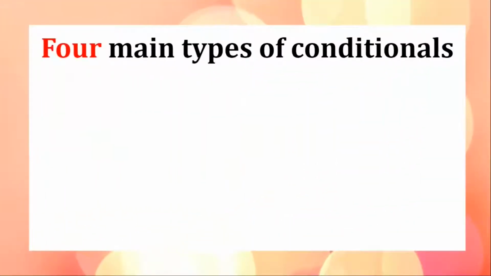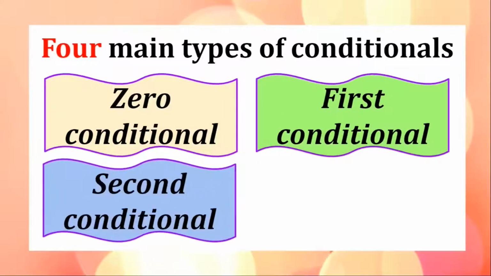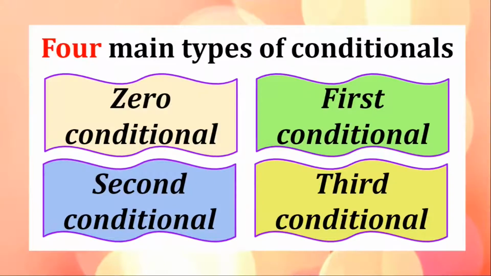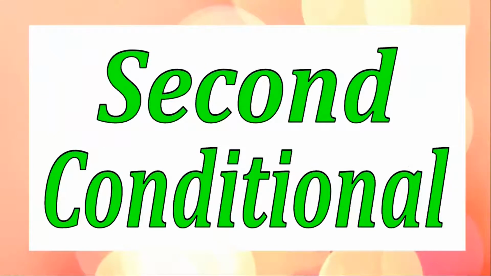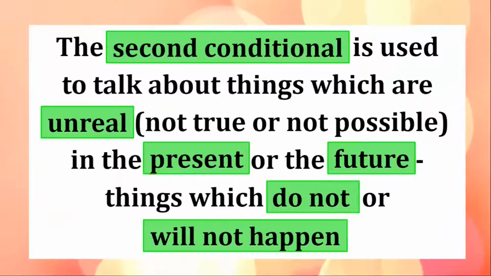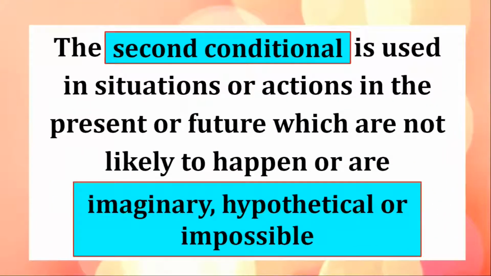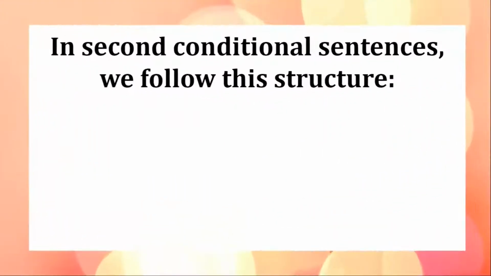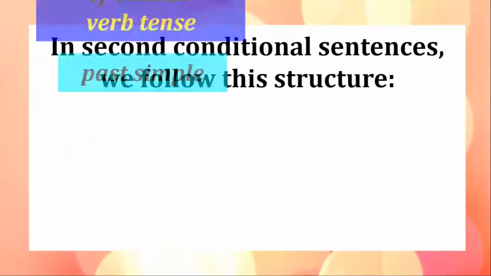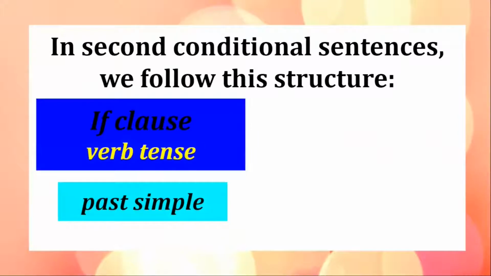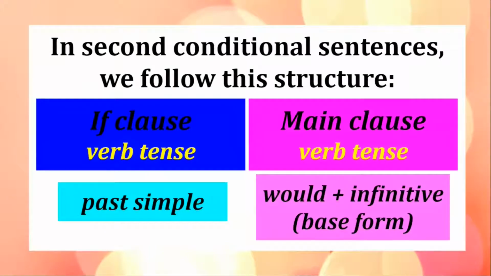There are 4 main types of conditionals: zero conditional, first conditional, second conditional, and third conditional. Let's focus on second conditional. The second conditional is used to talk about things which are unreal, not true or not possible in the present or the future, things which do not or will not happen. The second conditional is used in situations or actions in the present or future which are not likely to happen or are imaginary, hypothetical, or impossible. In second conditional sentences, we follow this structure. We use the past simple in the if clause. We use would plus infinitive or base form in the main clause.